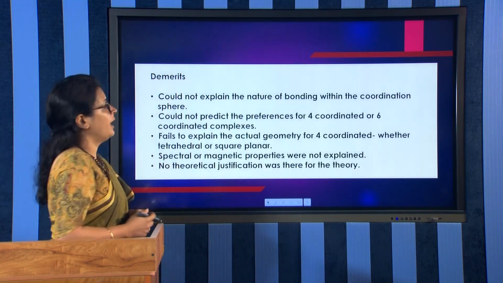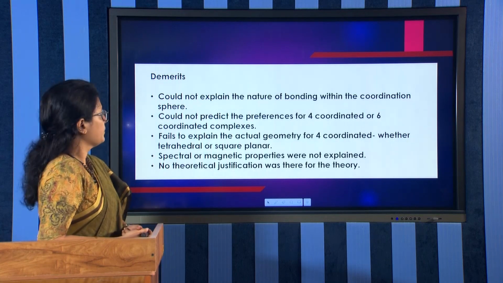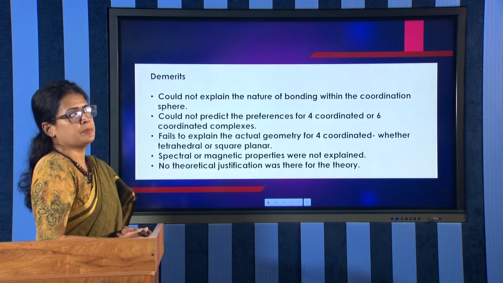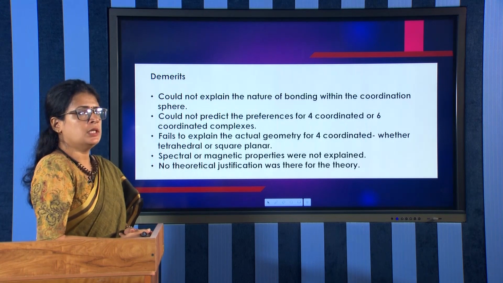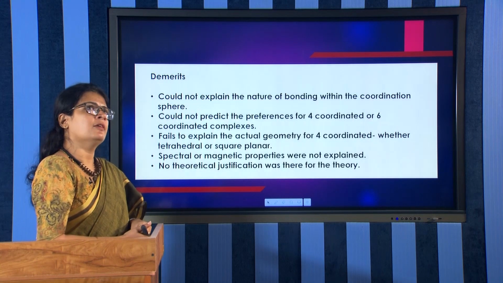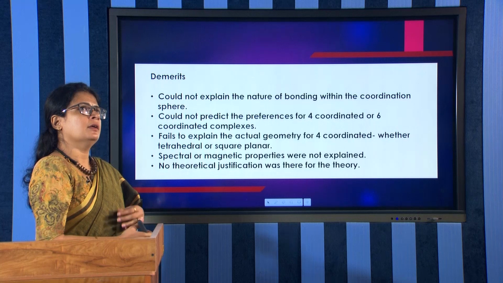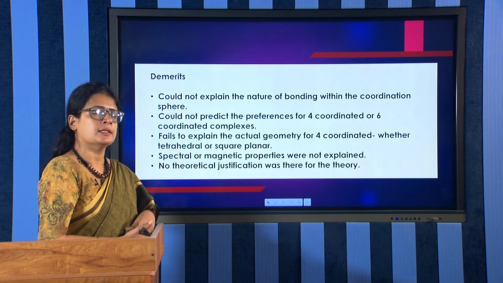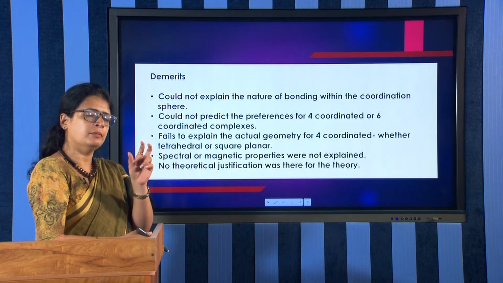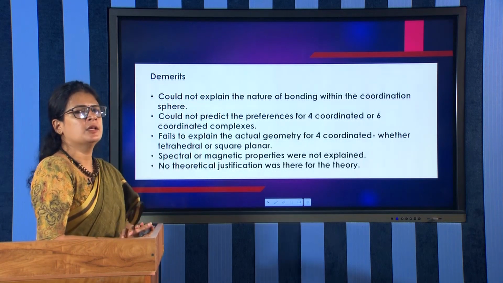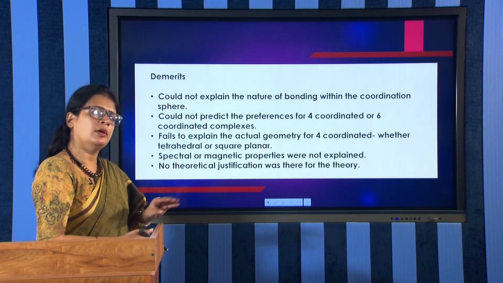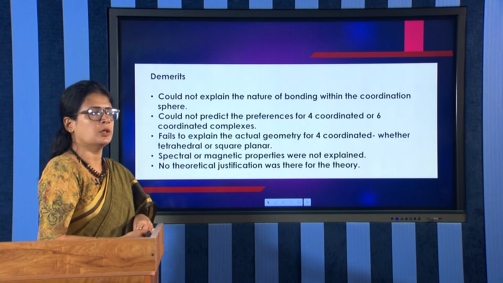And now, we have several demerits for this theory. It could not explain the nature of bonding within the coordination sphere. He could see only which ions are precipitated and what the secondary valencies are. All those things were explained by Alfred Werner, but he could not explain the nature of bonding between the metal atom and the ligand. The nature of bonding was not at all discussed.